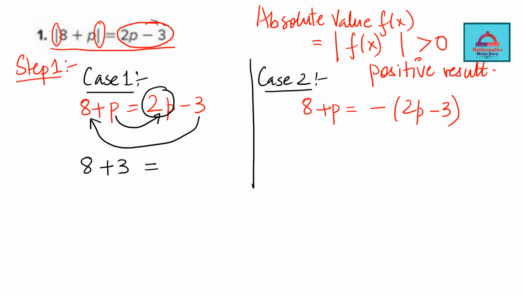P goes to the right from the left, so it becomes minus p. So we get the value of p from here as 11. So this is one solution or one value of p. Now let's solve this also.